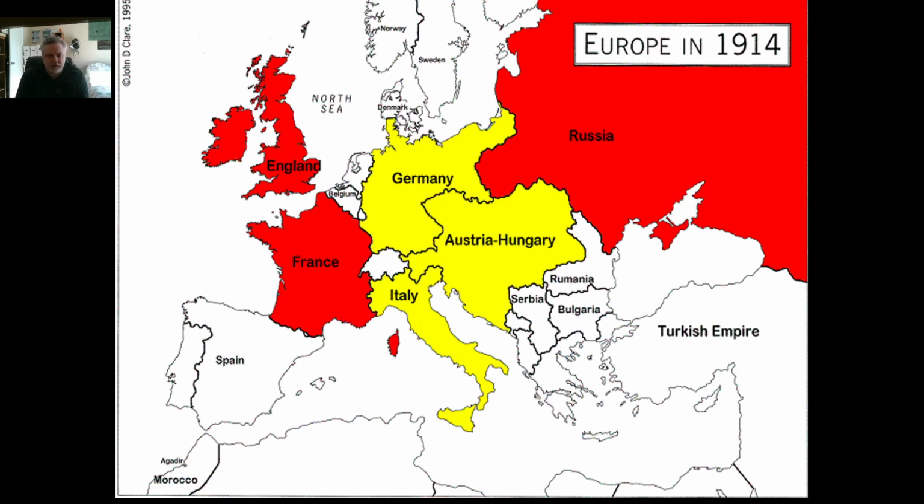The Allies and the Central Powers. The Allies are primarily England, France, and Russia, with a few others tossed in for good measure, and sometimes people change sides. And the Central Powers is Germany, Austria-Hungary, and Italy, right?